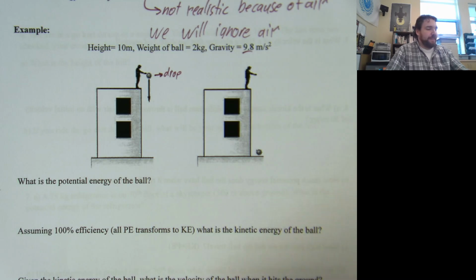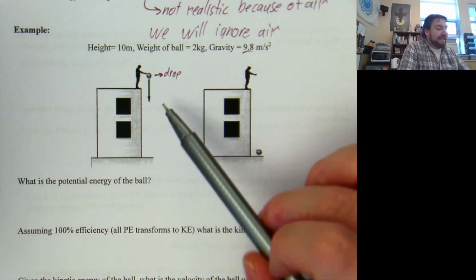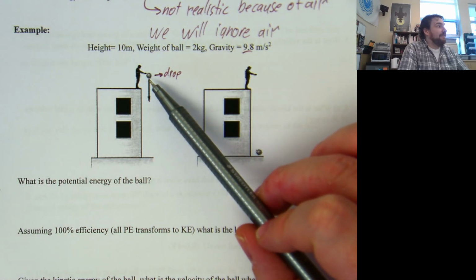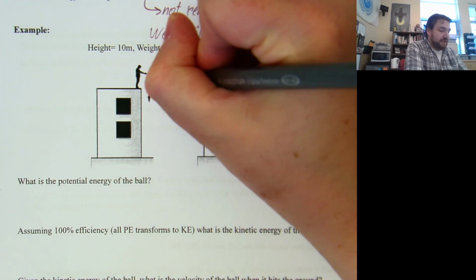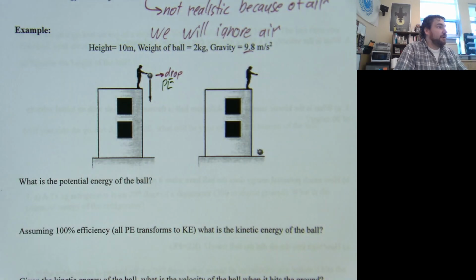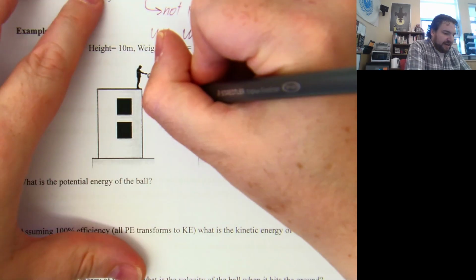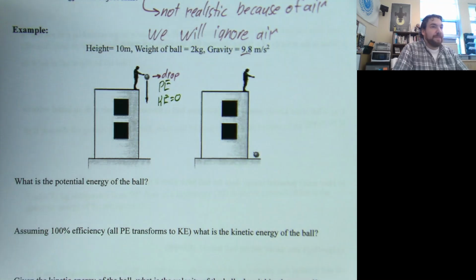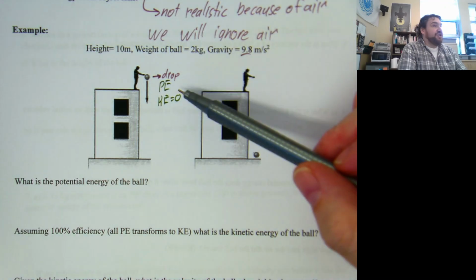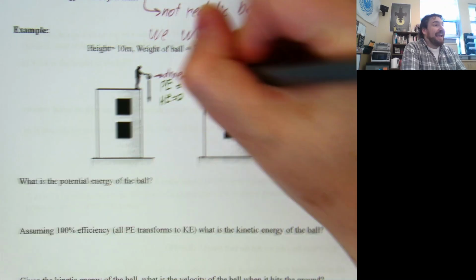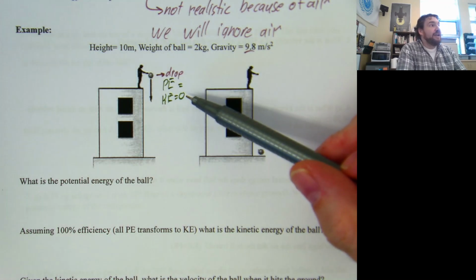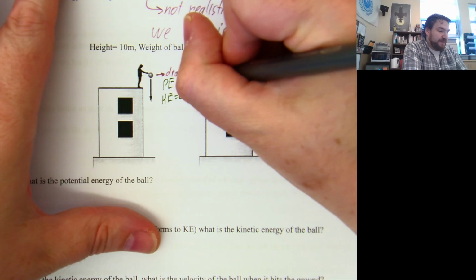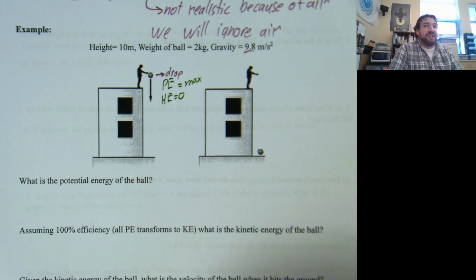We're dropping it. So dropping it means, what kinds of energy does this ball have at the beginning of the problem? It has potential energy. Does it have any kinetic energy? If it's not moving at the beginning of the problem, does it have any kinetic energy? No. So the kinetic energy is going to be 0 here. And we don't know yet what the potential energy is. We're going to calculate it in a second. But we can say that the ball is not going to be higher than it is right now. So this is going to be some maximum value. The potential energy does not get any larger than it is right there.